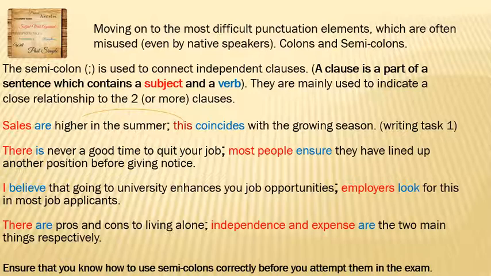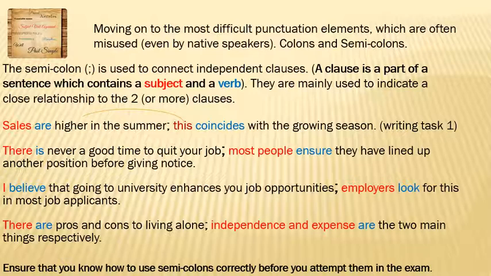So sales in the summer coincide with the growing season. For example, if you're selling fruit, you're growing it and you're selling it. So the growing season may be before the summer, which means after the fruit has grown and has been picked, you'll have more sales in the summer. So it links the two things together.